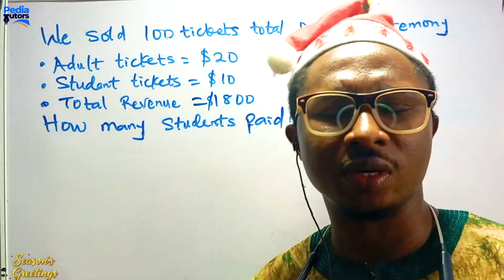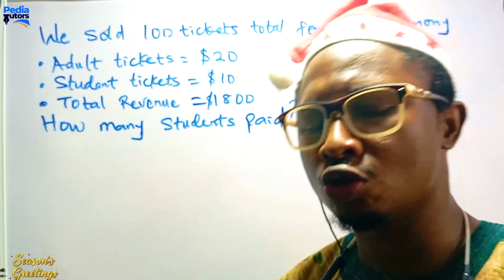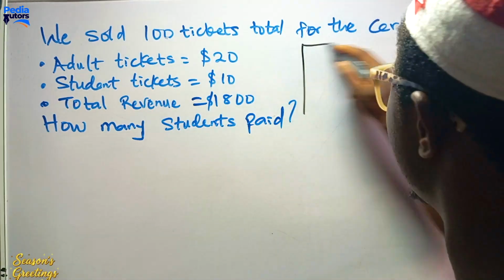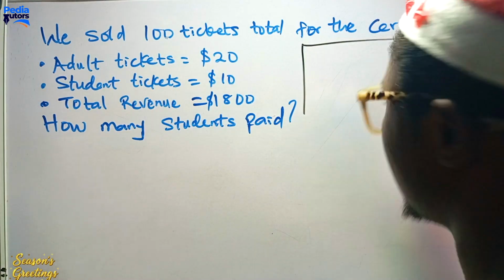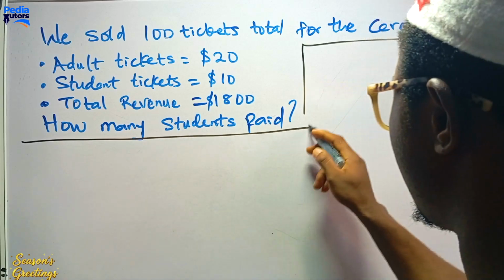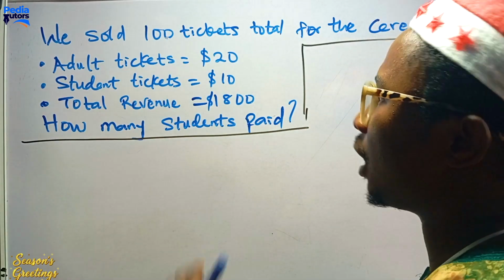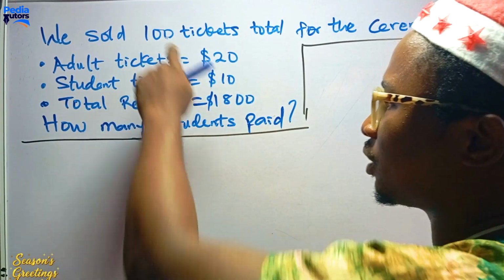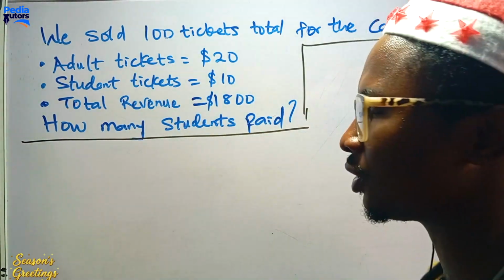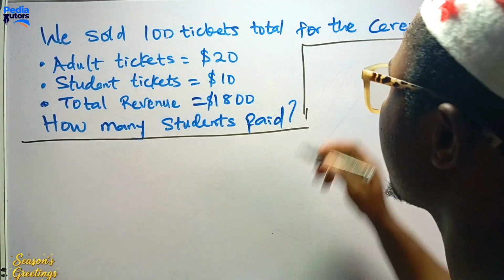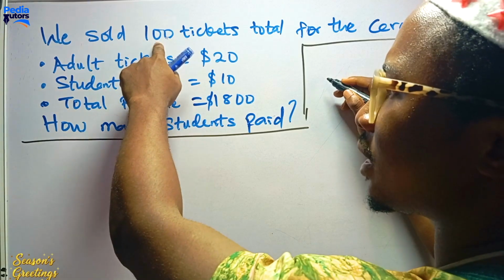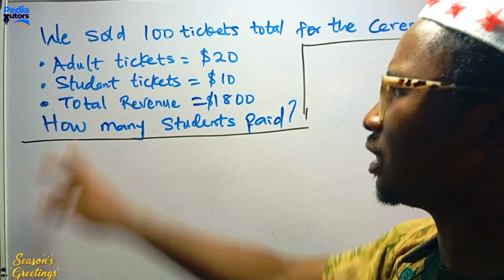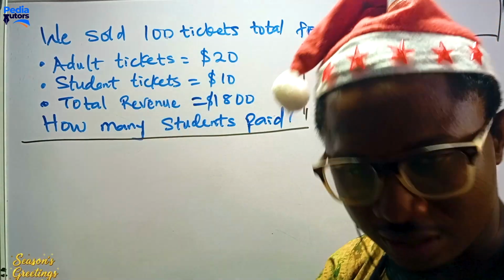To find this, we can make use of simultaneous equations to solve it and get our students out of it. Alright, so let's quickly demarcate this. The first solution is 100, the second is 1,800. That simply means that the total number of tickets is 100, and the people that made up the tickets are adults and students.